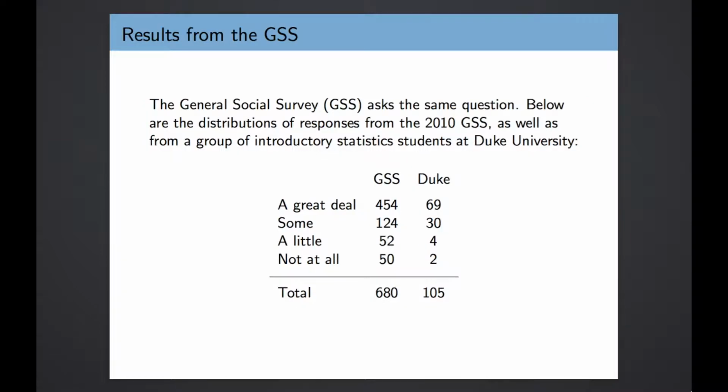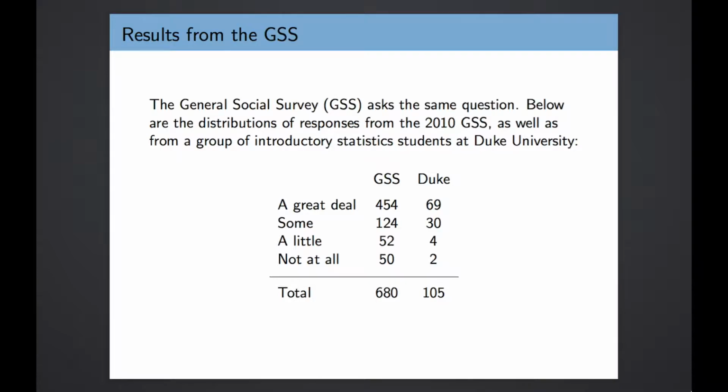In this lecture, we're going to be looking at two different sets of responses to this survey question. The question was asked on the General Social Survey in 2010. So we have data from the General Social Survey, which is a random sample from the US adult population. The question was also given in a survey to students at Duke University in an introductory statistics class. So we're going to be comparing the responses to this question in the general United States population and among these students at Duke University.